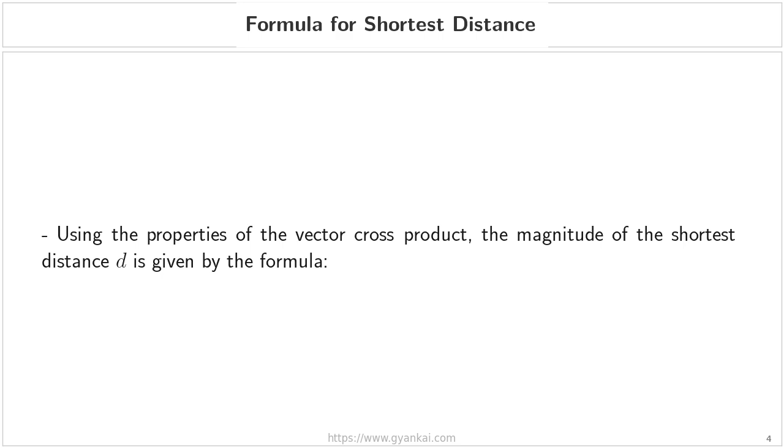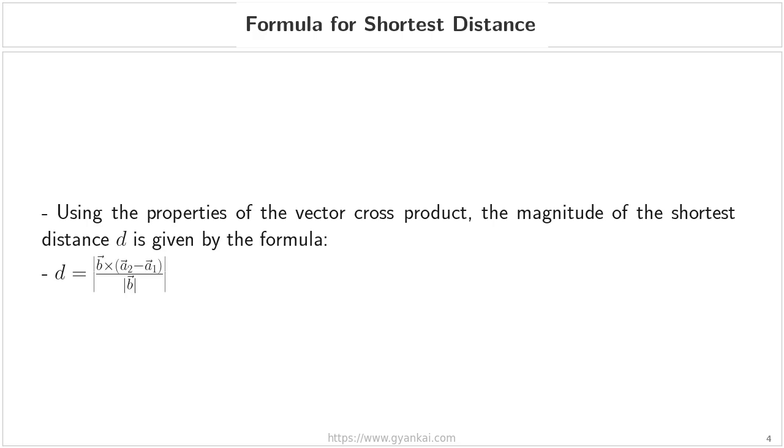The magnitude of the distance, which we'll call D, is given by the absolute value of the cross product of the common direction vector b and the vector difference, a2 minus a1, all divided by the magnitude of the direction vector b. Essentially, this formula allows us to find that perpendicular height we discussed in the previous slide using only the components provided in the line equations.